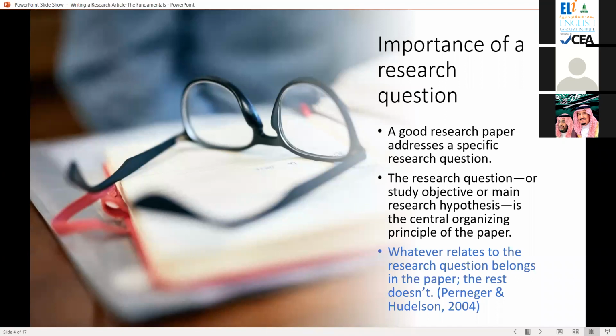Again, very important advice, and I keep repeating it to my students because you get enthusiastic, whether it's the literature that you're reading or the results that come up or different areas of discussion that you would like to include. Many of them do not actually relate to your research question. So always go back when you're writing your research, whether it's a research paper or a research article, an assignment, dissertation, anything, go back to your research questions.